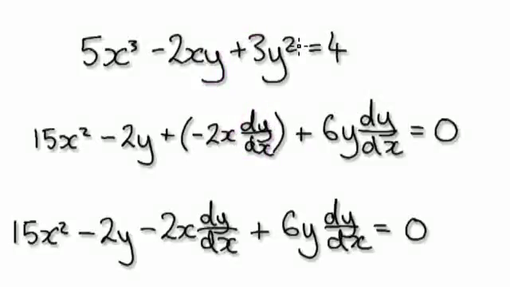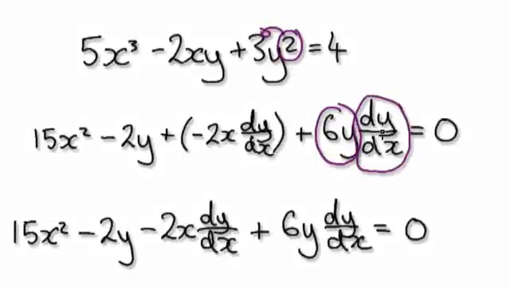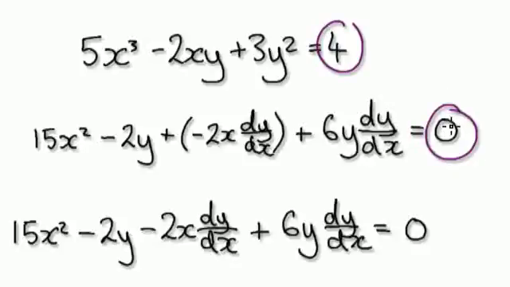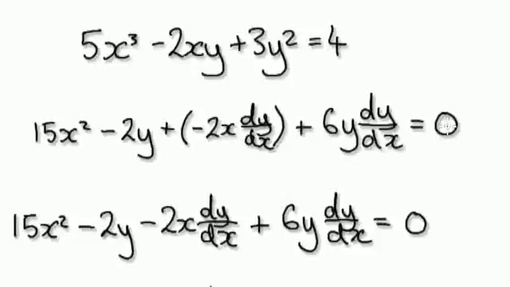Okay, and looking at this here, you've got to use the chain rule. So differentiate this. That will give you 6y, but then you've got a y here, so you've got to times dy by dx here. Differentiate this. That will be 0 here, and then keep an eye on dy by dx.